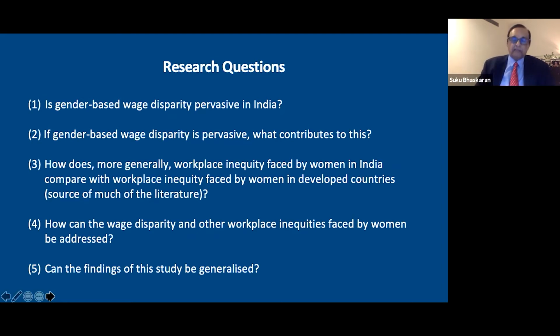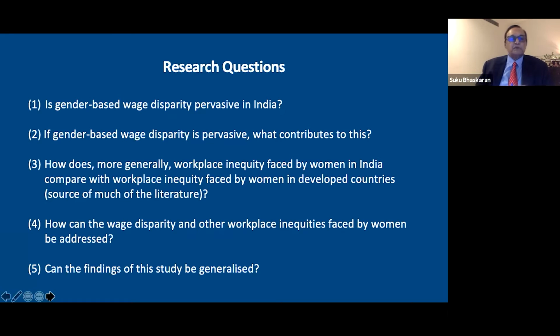And more generally, the third thing we are looking at is, in terms of workplace inequity or lack of fairness faced by women in India, how does this compare with inequity faced by women in developed countries? Why developed countries? Because we have reviewed about 80 to 100 articles as part of the process of informing our own research. And most of them came out of, partially because of the language issues, the Anglophile countries, countries such as the United States, Canada, Britain, Australia, and all of that. So we are trying to look at how wage disparity between males and females in our country, or the reasons that contribute to this, compare with Western, within inverted commas, developed countries as compared to India.